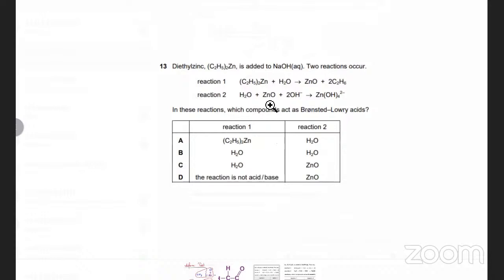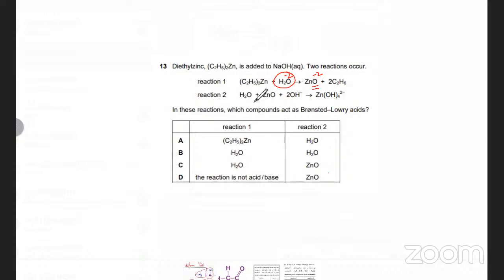The other question says, in this reaction, which compounds act as Bronsted-Lowry acids? We did this one, it was 2022, I guess. In both cases, I think water was the answer. Look at the first one: the water loses its H, and only oxygen is left. So water produces H+1, so it's acting as an acid. Oxygen is -2, so oxygen -2 loses H+1.